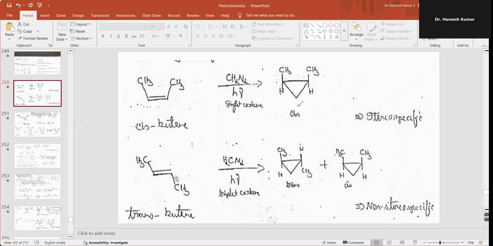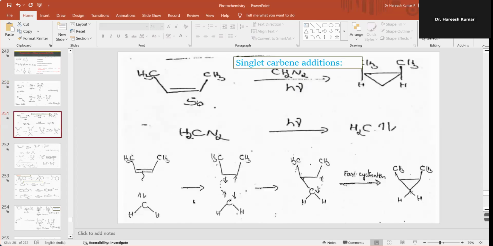Similarly, taking the trans one and the triplet carbene. In this triplet carbene, as you know, electron spin is required to form a bond. That's the reason a racemic mixture is obtained, and it is non-stereospecific. We'll go to another slide. In that slide, a ground state olefin reacts with diazomethane on irradiation. The singlet diazomethane will be stereospecific, that means retention of configuration.